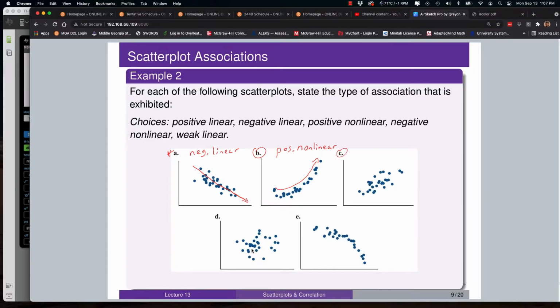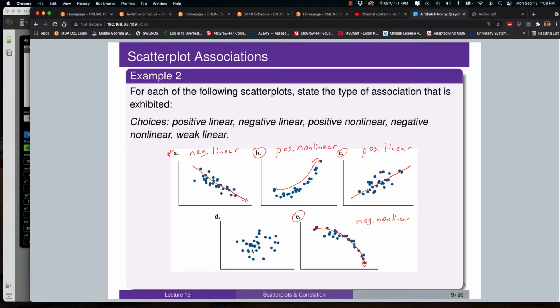C looks like a pretty nice conglomeration of points trying to fit towards a line, and so this would be a positive linear association, because it's not curving at all. E, I'm skipping over D for a minute, is doing a downward curve, so the points are getting smaller as we go from left to right. So this is a negative nonlinear association.